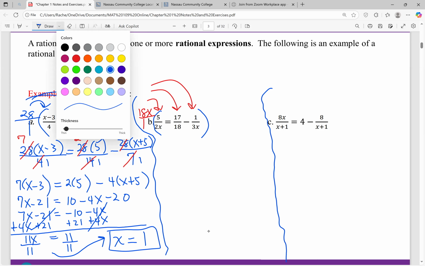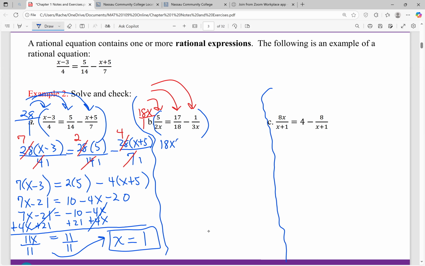So we're going to have 18x times 5 over 2x. That should equal 18x times 17 over 1 times 18, which is 18. And then minus 1 over, I'm sorry, we have to multiply 18x times 1. So that's going to be 18x, and then over 1 times 3x, which is going to be 3x in the denominator.